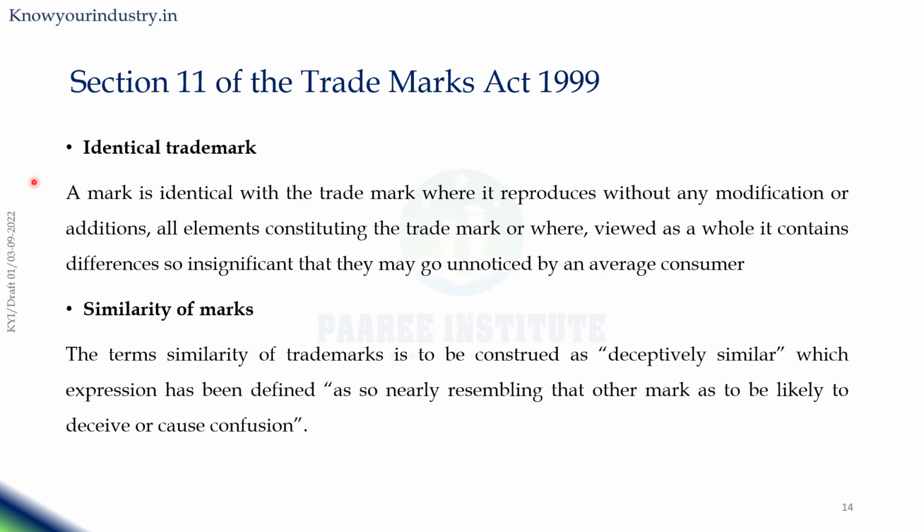If your trademark comes under the category of identical trademark or similarity of marks, it will not get registration under Section 11. What is an identical trademark? If your trademark is identical with the earlier filed trademark, your trademark reproduces the earlier filed trademark without any modification or additions. Your trademark constitutes all elements of the earlier trademark.